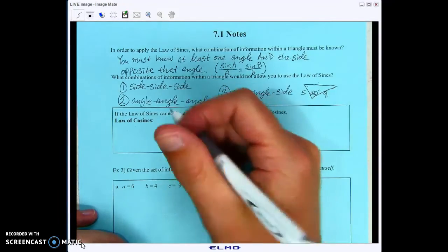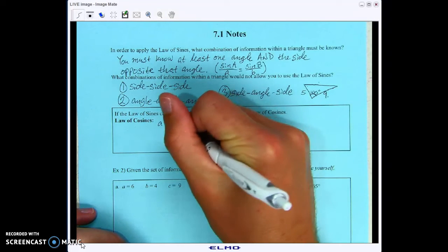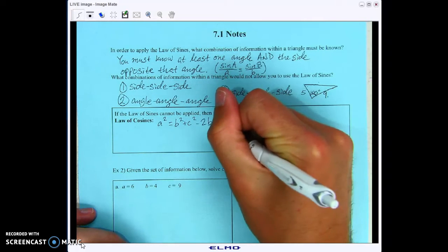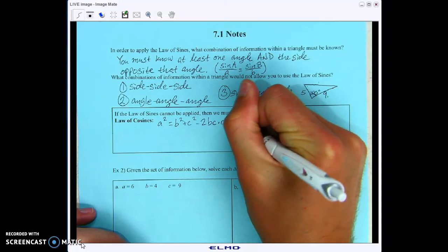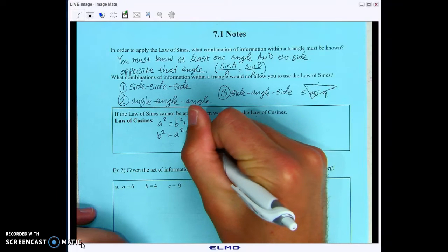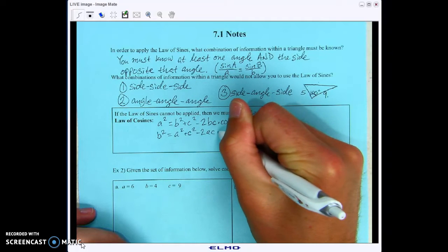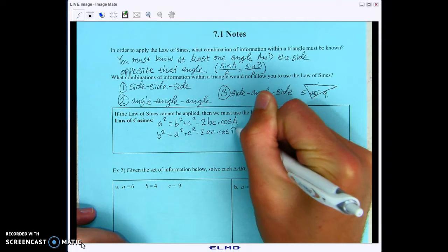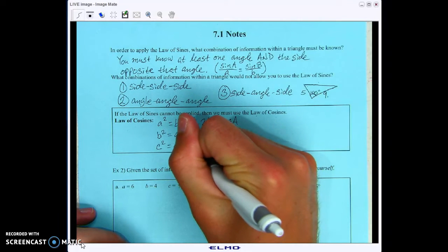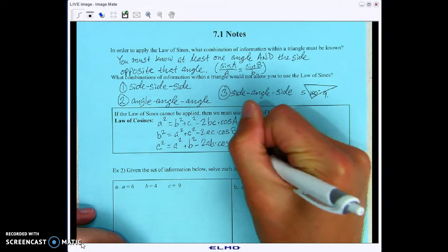Okay, the law of cosines is maybe a little scary looking. It goes something like this. a squared is equal to b squared plus c squared minus 2 times bc times the cosine of angle A. All right, now b squared is equal to a squared plus c squared minus 2 times a times c times the cosine of angle B. And finally, c squared is equal to a squared plus b squared minus 2ab times the cosine of angle C.